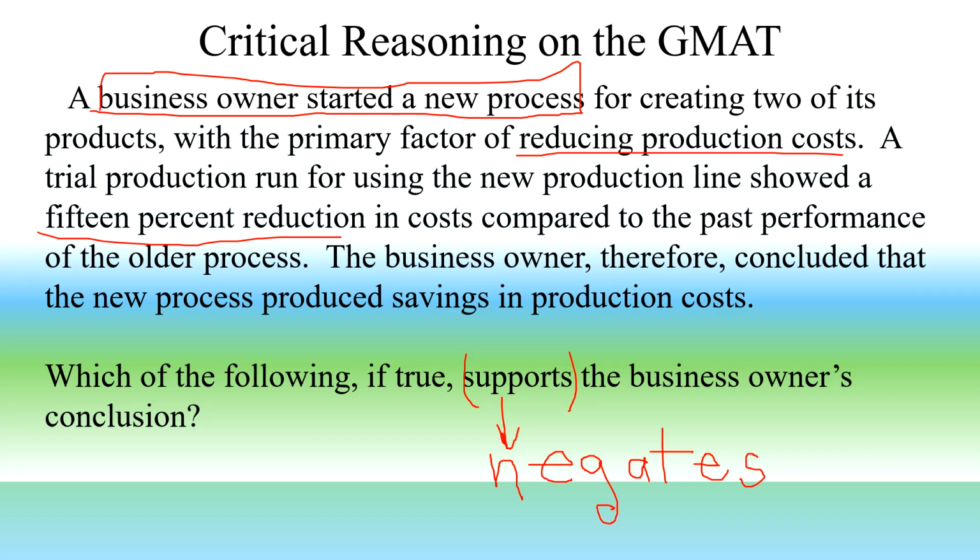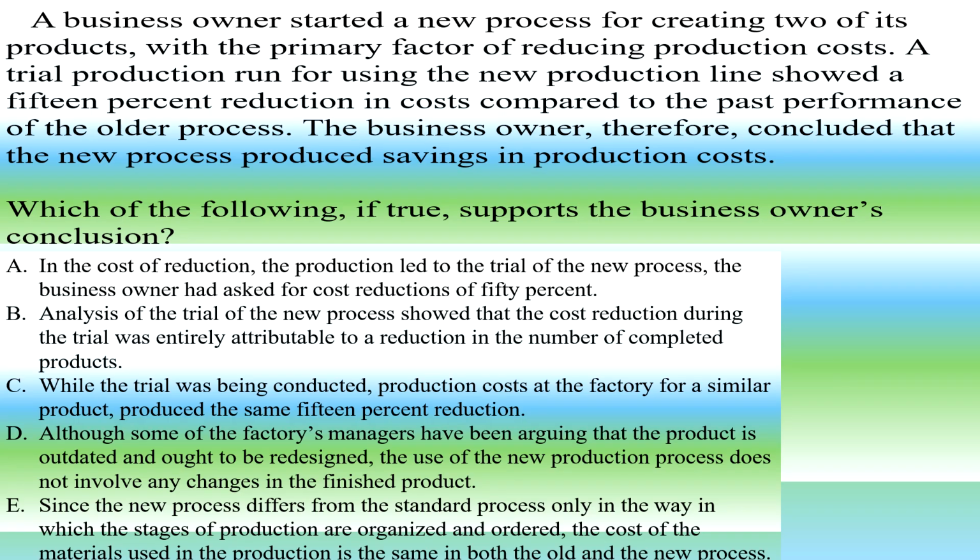Okay, so as we are reading, it says, which of the following, if true, supports the business owner? Okay, so you start here at A. The cost reduction in the production led to the trial of the new process. The business owner had asked for a cost reduction of 50%. Well, we should look at this number here because this 50% certainly does not match 15%. So this kind of shows that it didn't work, because while it did cut production costs, it's not enough.